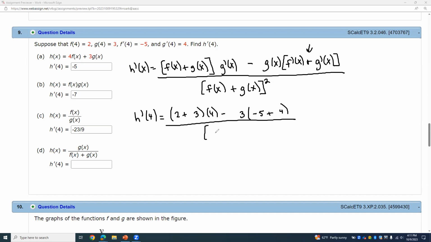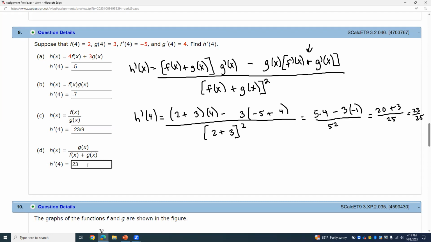So f of 4, which is 2, plus g of 4, which is 3, and I would have to square that once I simplify a little bit. It's a bit much, it really is. But this is really just 5 times 4 minus 3 times -1, all divided by 5 squared, which comes out to 20 plus 3 divided by 25. So 23 over 25. Not the best numbers, but kind of expected when the quotient rule comes up, because it can get a little bit ugly.